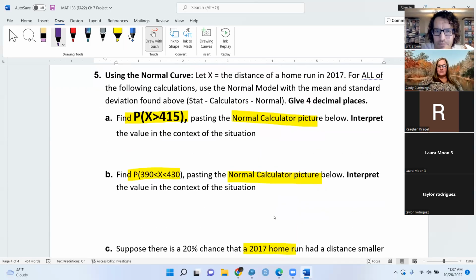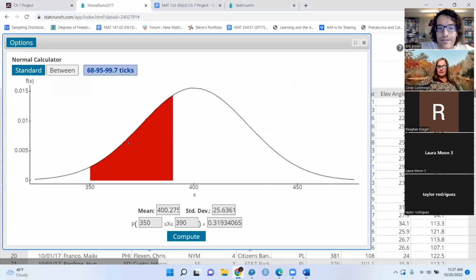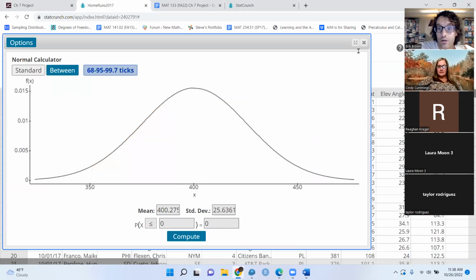Does everyone know what you're doing? Someone tell me. We're just using the mean and the standard deviation we already have. We're giving 4 decimal places and putting this in there with the X, 415, calculate and transfer it over. Are we doing the picture, or just interpreting? Picture each time and then maybe you have to interpret. As long as you don't close out of the calculator, your mean and standard deviation are going to be there already. So you shouldn't have to retype that ever.